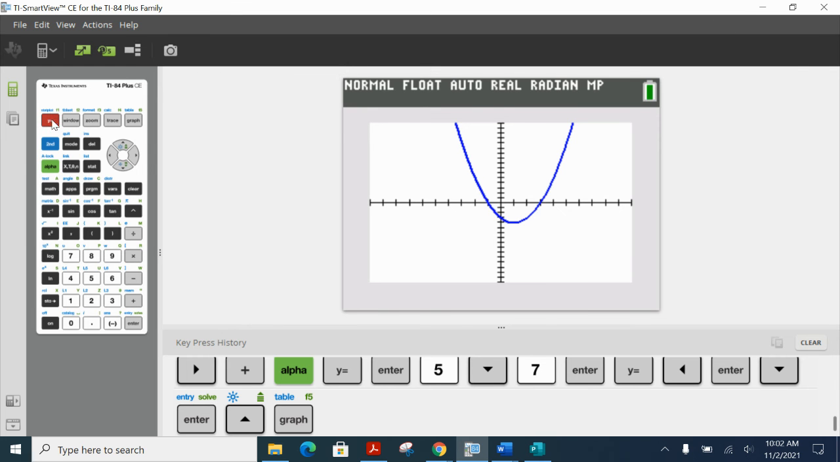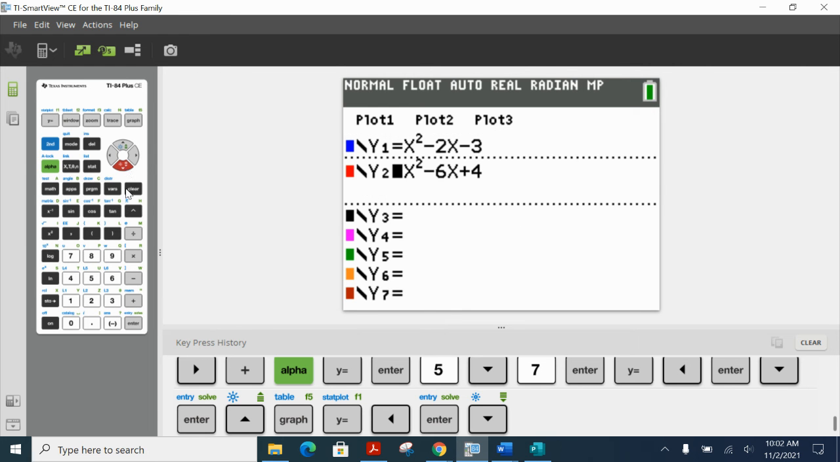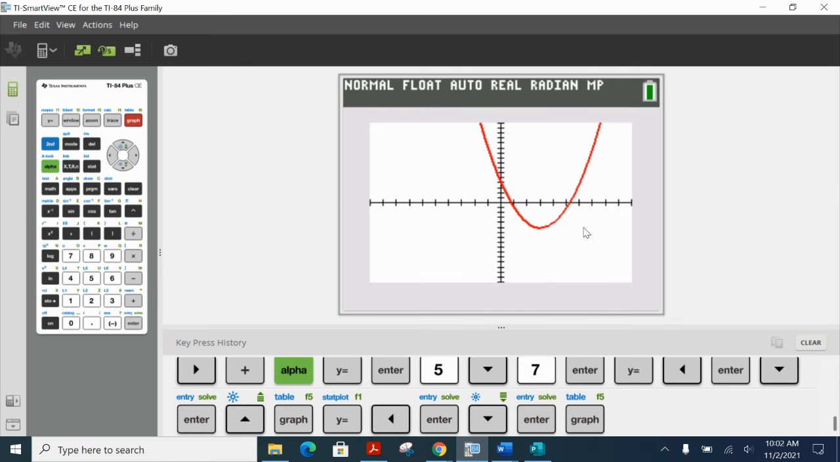If I go and graph the second one, it doesn't mean we don't have any x-intercepts. They're just not going to be nice. So if I now graph the second one, this is the second one that we just looked at. Doesn't this one also cross the x-axis at 2 different locations? So there are x-intercepts. It just doesn't factor.